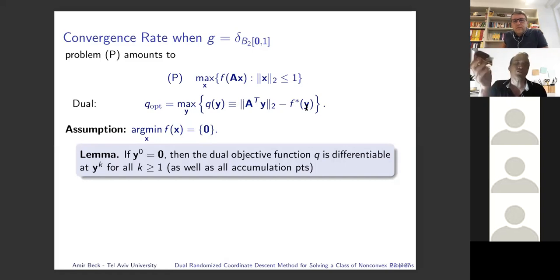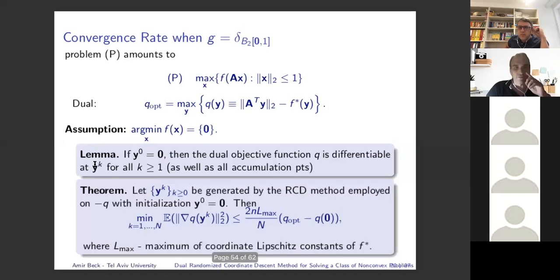If we look, for example, at unconstrained smooth optimization, then the optimality measure is just the norm of the gradient of the objective function, and then you can ask what is the rate of convergence at which the norm of the gradient converges to 0. Luckily here we can show that if the initial point of the dual RCD method is 0, which is how I defined it, then the dual objective function is always differentiable, both at yk and also at all accumulation points. So here it's very simple to understand the optimality measure. It's just the norm of the gradient of the dual function.